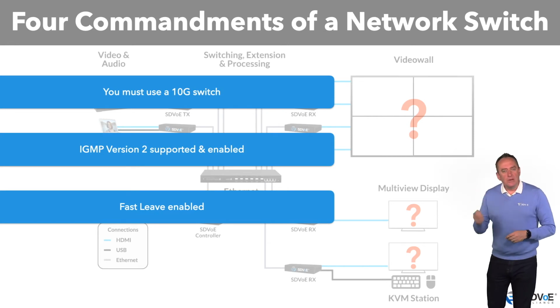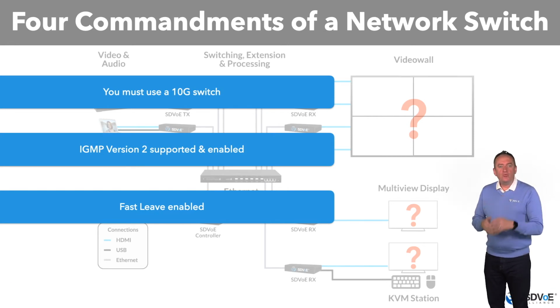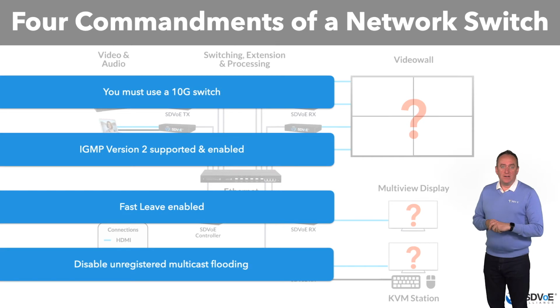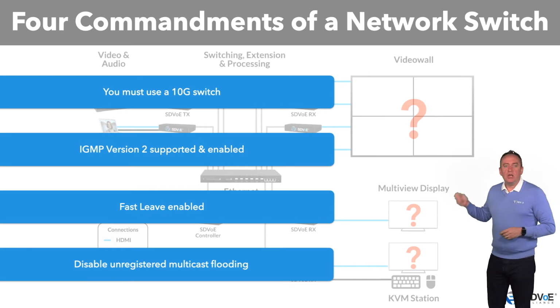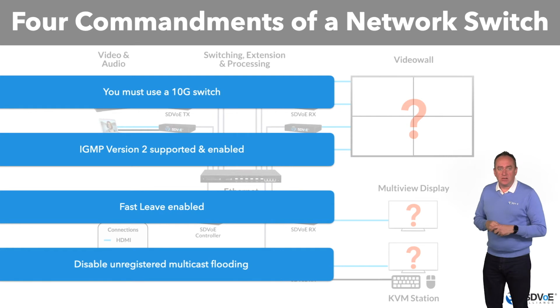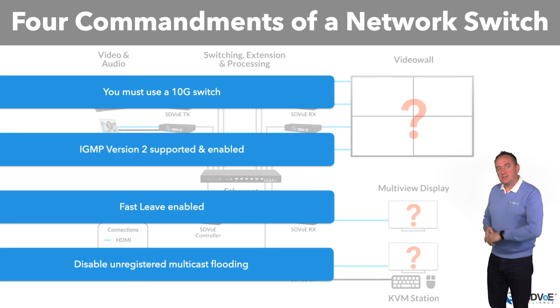Finally, it's really important to disable any unregistered multicast flooding, which will prevent the switch from broadcasting any multicast packets which are not required by an endpoint. If your switch broadcasts unregistered multicast traffic, that means it'll be turning our high bandwidth but targeted multicast streams into broadcast streams, and that huge bandwidth signal will go everywhere, freezing your entire network in seconds.